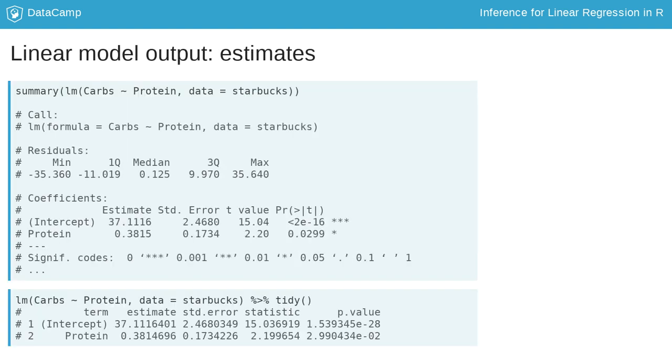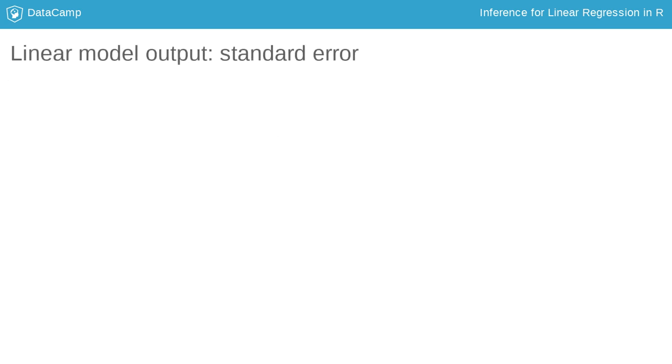Note the two different but similar ways to output the linear model information. Recall that the estimates have been calculated using least squares optimization. The value for the slope, 0.381, is exactly the same regardless of the format of the output. As with the slope, the intercept, 37.1, is given in the long or tidy format. The variability of both the intercept and the slope are given in the column called standard error.